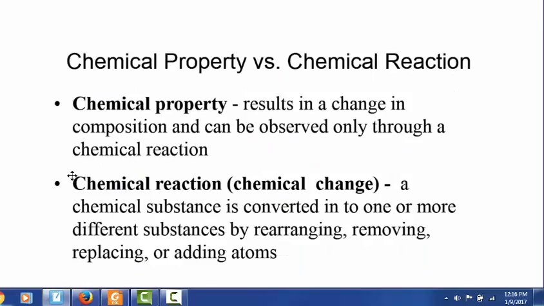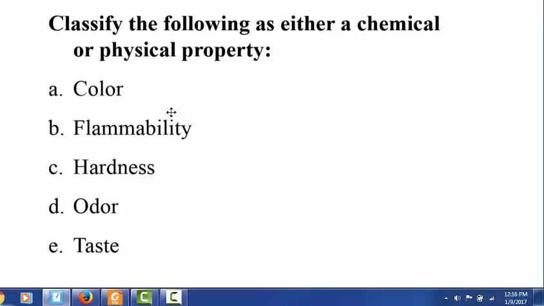Chemical changes, on the other hand, will result in changing the identity of the substance. So a chemical property is one that results in a change in composition, can only be observed through chemically changing, having a chemical reaction. So, for example, let's look at a couple of properties here and identify them as being a physical or a chemical property. Color. Can I observe the color of an object without chemically or physically changing that? Sure I can. I can look at a red ball and observe that it's red and I didn't change it at all. So color would be a physical property.